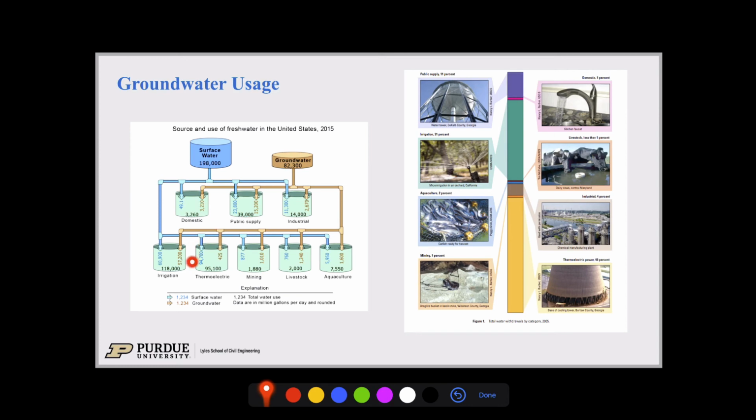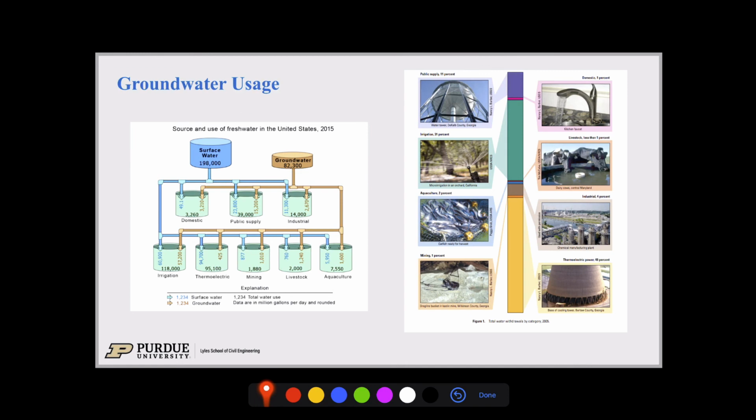Again, the thermoelectric already made that point, but you can see it's almost all surface water. So this, again, is just going through the facility, cooling those reactors, and then going out of the facility back into the surface water pool. Okay, industrial is also very much surface water driven. So again, if you look at where we use groundwater, well, irrigation a lot, and personal wells quite a bit.